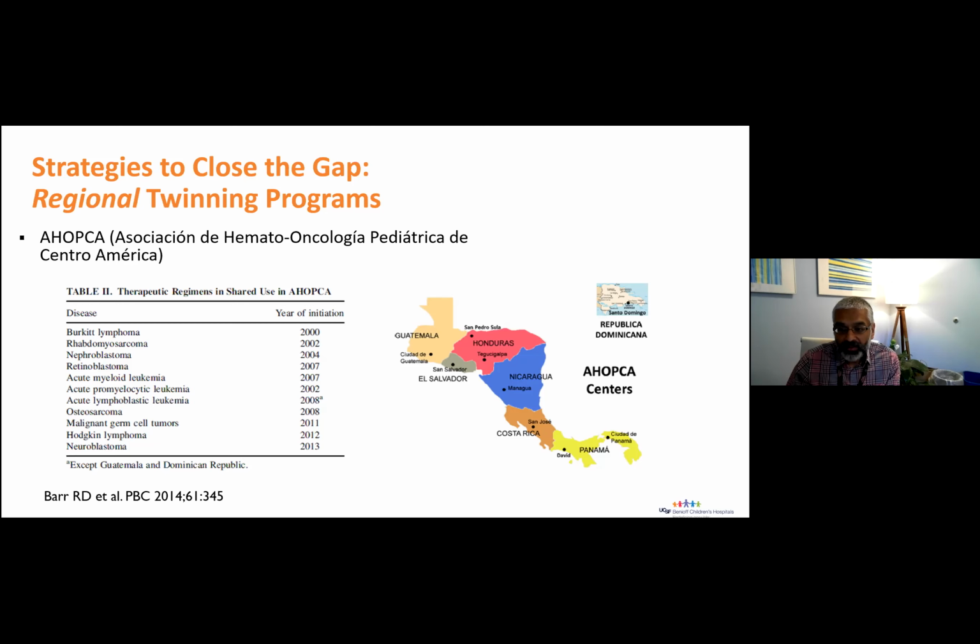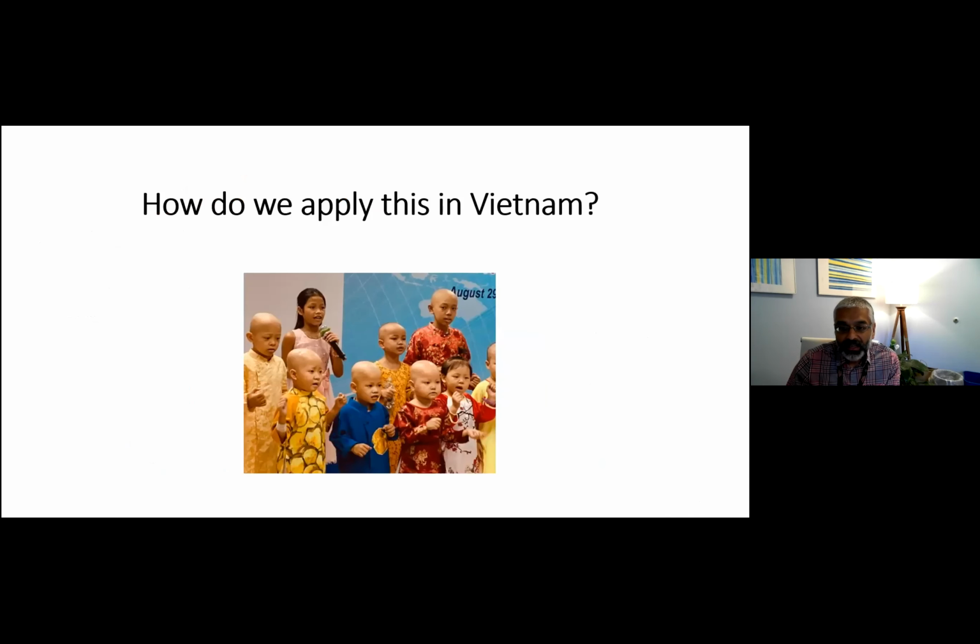If you look at, we'll show you the map of Vietnam, it's very similar as far as size, as well as population, as the Central America region. And so we wanted to use the same regional twinning approaches with the background of implementation science.